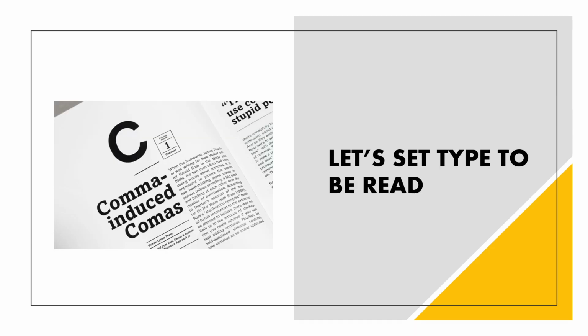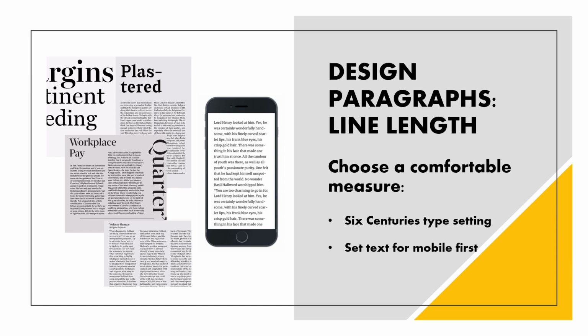So let's move on to setting type to be read. The first one is designing paragraphs: line length. We all know that a paragraph represents an individual unit of thought. So from a typographer's point of view, a paragraph is the shortest passage of text which we should design for immersive reading. Your readers should be able to absorb the writer's thoughts without difficulty or interruption.